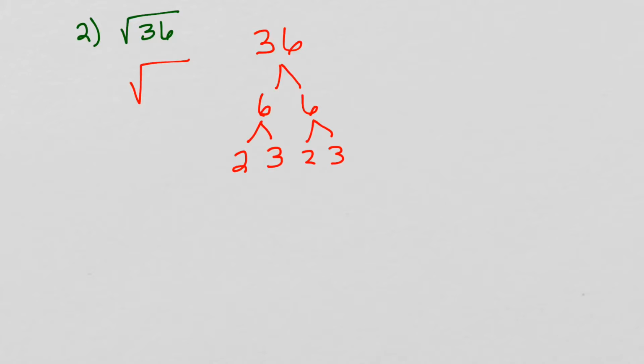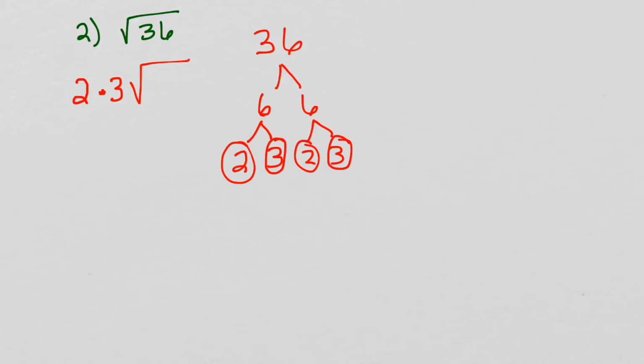So I'm going to look at my 36, and I have a pair of 2's. Like when you play Go Fish, you're going to take that pair out of the square root. And then we also have a pair of 3's. We're going to take them out and put that outside of the square root. So you'll notice that I don't have anything left inside of the square root, so the square root is blank.